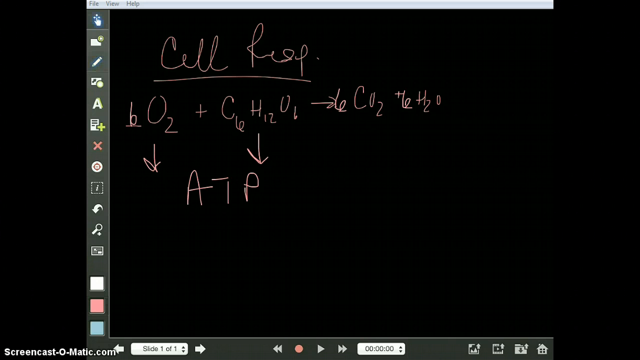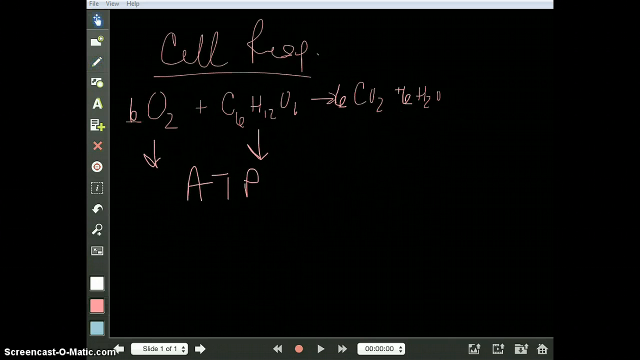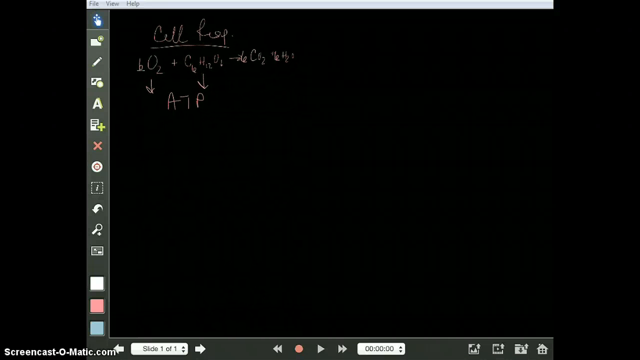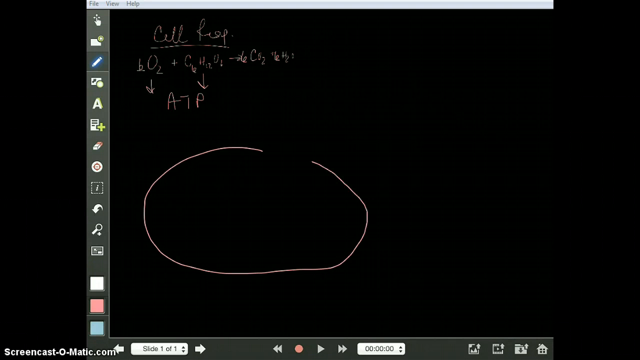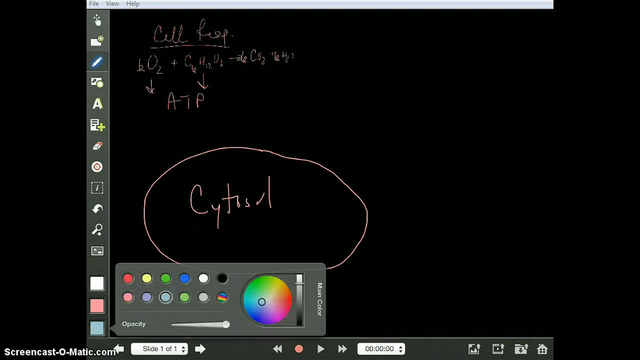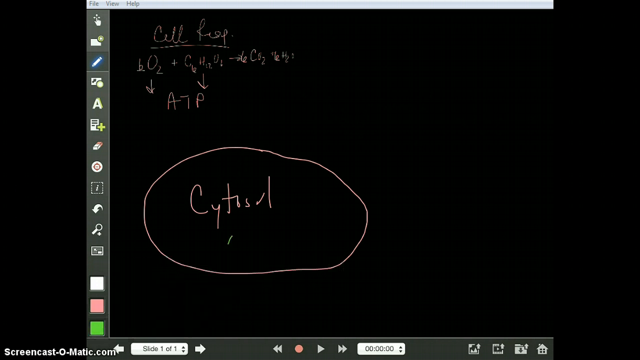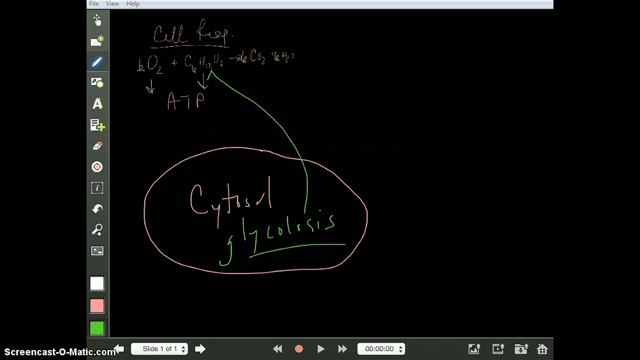So how do we actually go about creating ATP? We have to first start off in the cell itself. We're looking at a cell, no matter if it's an animal, plant, or bacteria, inside the cytosol, or cytoplasm. We're going to undergo a process known as glycolysis. Glycolysis is going to take place.